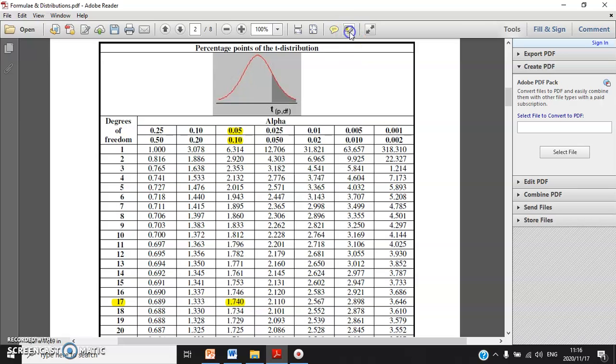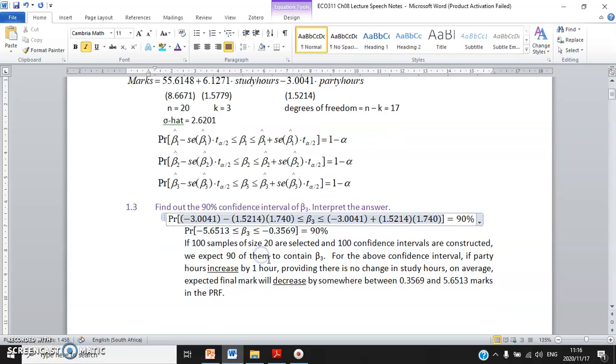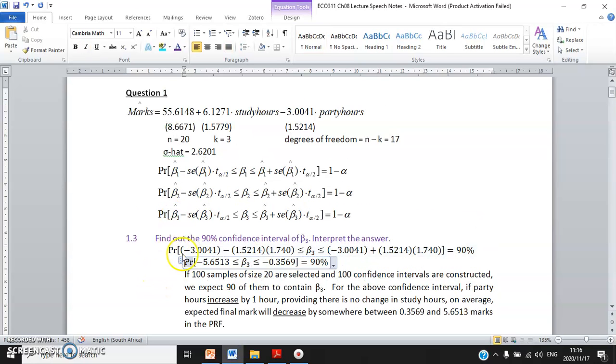So for this one, my t-stat would be 1.740. Yep, indeed, 1.740. Then I can substitute the answers. Probability, B3 head minus 3.0041, and then minus standard error of B3 head, 1.5214 times the t-stat, which I have just found from the t-table. Then the right-hand side, same story, except the minus sign is changed to plus sign. Then as expected, you get a negative confidence interval because theoretically we know the negative or inverse relationship between study hours and between party hours and marks.